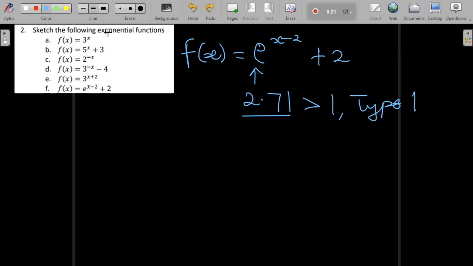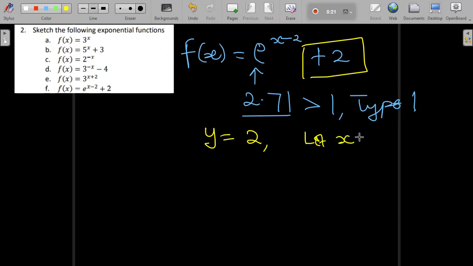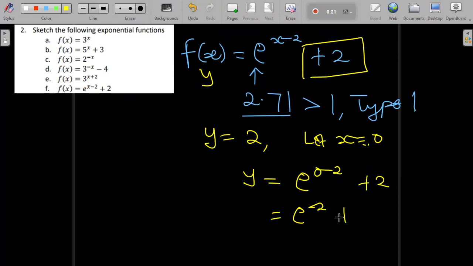The next thing is to find the horizontal asymptote. The horizontal asymptote is just the number that they are adding or subtracting there, which will be 2. Then I have to find my y-intercept. For the y-intercept, we let x be equal to 0 and substitute it into this equation. This f of x is the same as y. So y equals e to the power 0 minus 2, then plus 2. So this will just be e to the power minus 2, plus 2.